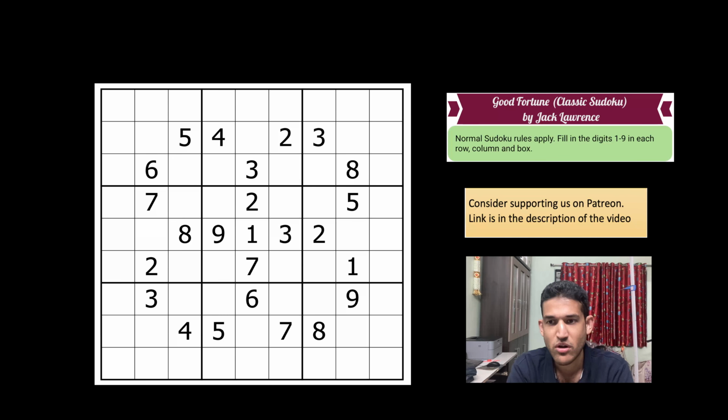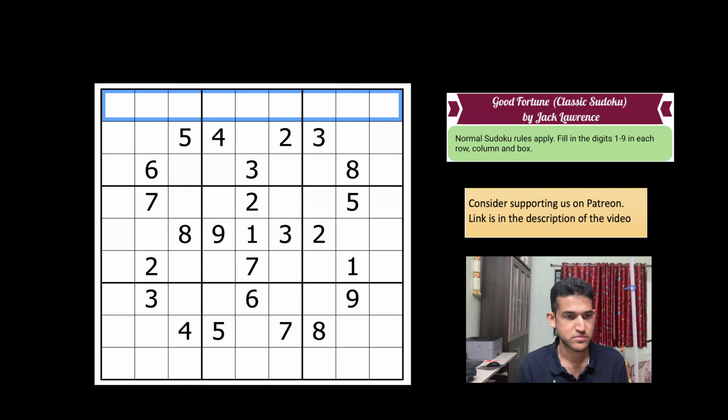I've solved this Sudoku already and I found this extremely interesting. So let's jump into the Sudoku now. Classic rules apply. So each row, each column and 3x3 box in the grid has digits 1 to 9 without any repetitions. So let's start the Sudoku.